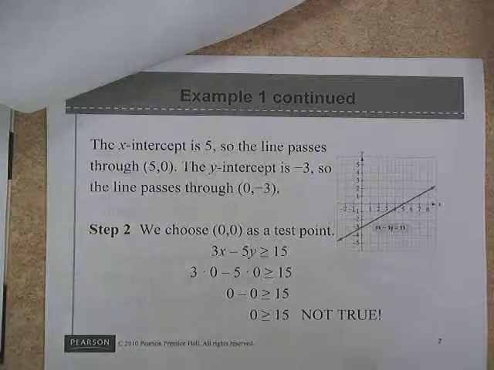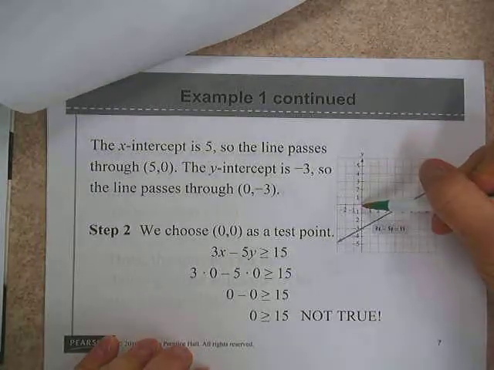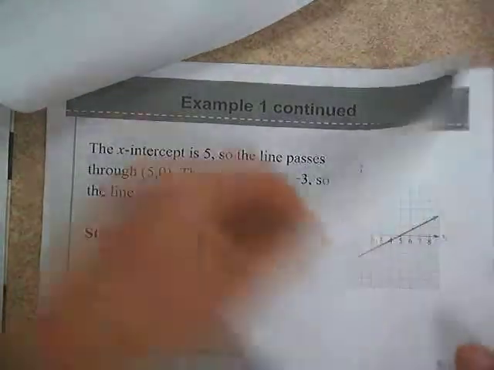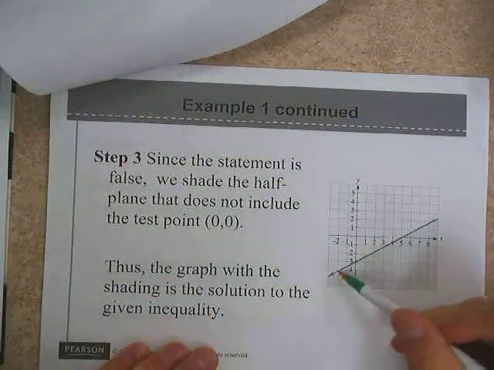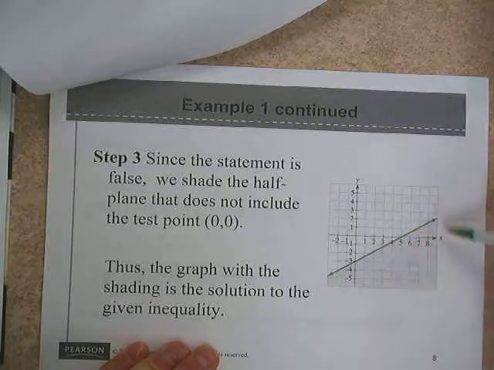Because if you put a 0 in for x and y, we're going to have 0 on the left, and we get 0 is greater than or equal to 15, which we know is not true. So that means we're not going to shade the side that has 0, 0 on it. We're going to shade the other side. Okay. So our final graph is going to look like this.